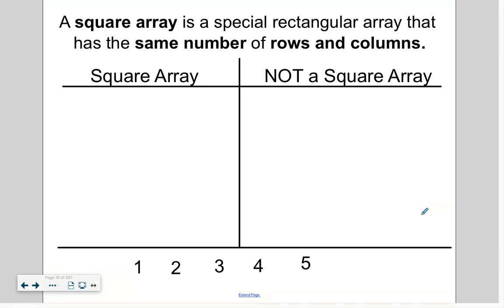So a square array is a special rectangular array that has the same number of rows and columns. So the number 1 would make a square array. 2 would not. 3 would not. 4 would. 5 would not. So if you could take that total number of blocks and make an array that's a square, it's a square number.